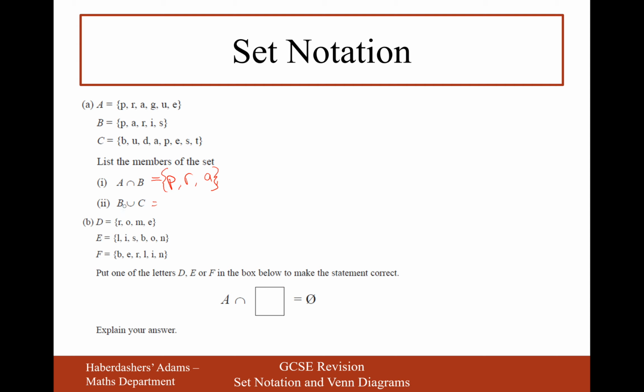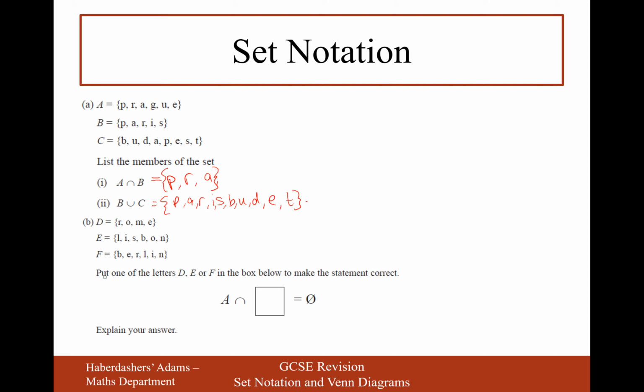Second part, list the members of the set B or C. So that's any letter that's in B, or it could be in C as well. So P, A, R, I, S, and then B, U, D, A's already in there, P's already in there, E's not in there yet, S is already in there, T is not in there yet.